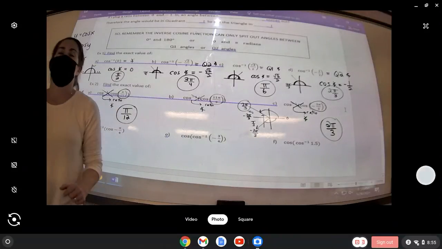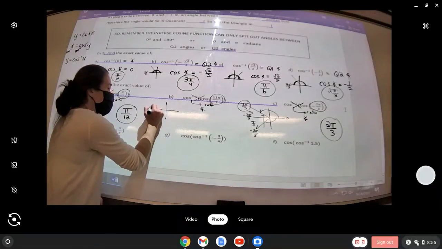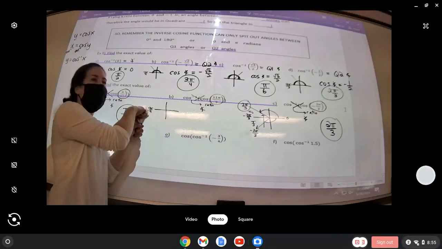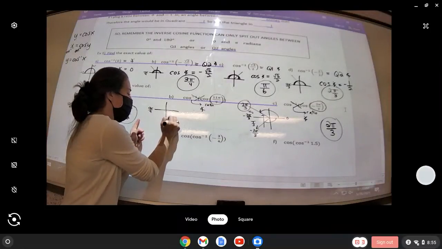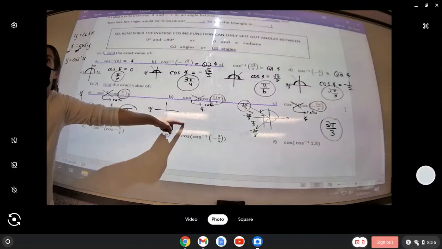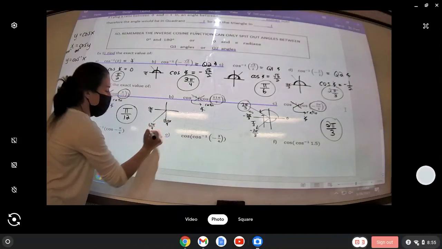So where do 11 pi's over 9 land, guys? Quadrant 3, right? Here's 9 pi's over 9. Where's the 11th one? Well, guys, half of 9 is 4.5. So this is 13.5 pi's over 9. So 12 of them is definitely here. It didn't make it past the halfway mark. So here's 12 pi's over 9.